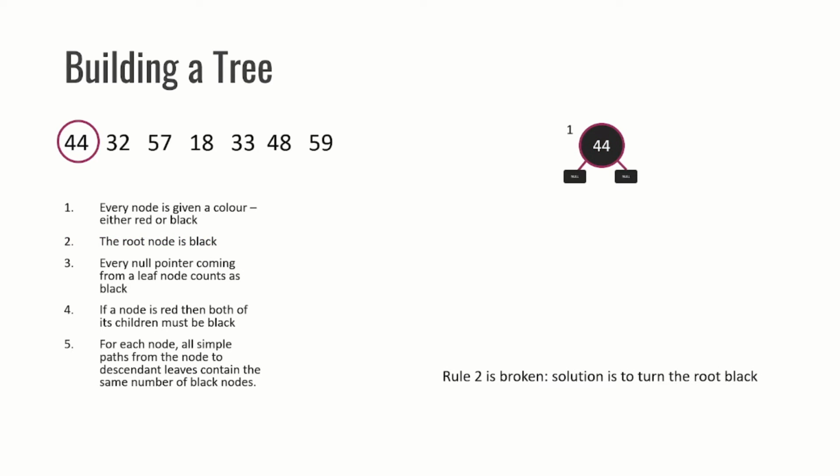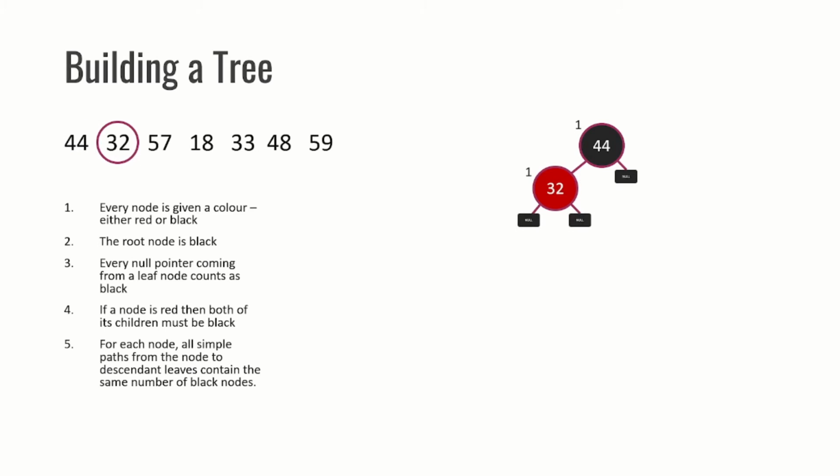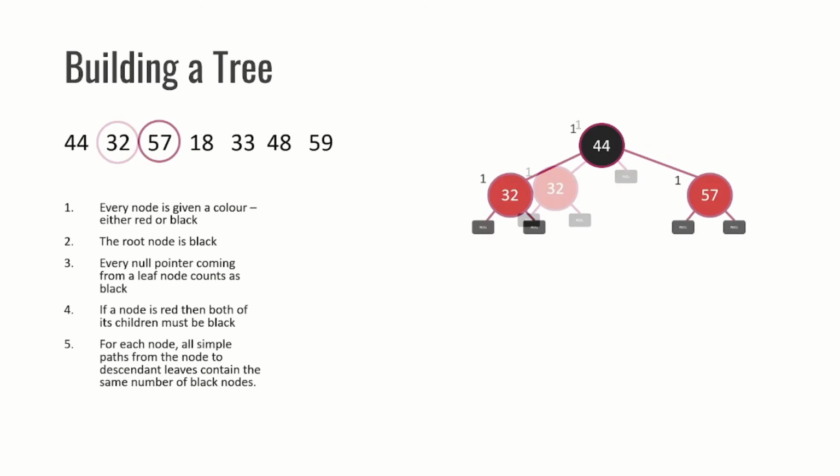So moving on, the next number we're adding is number 32. Again, we're entering it as red. We're not violating anything there. You see that the nodes all have a black height of 1, so we can move on. 57 gets added next. Again, no violations. Now we're going to add number 18.